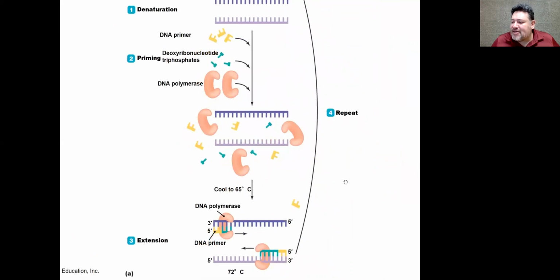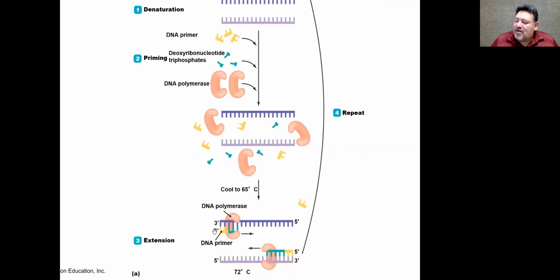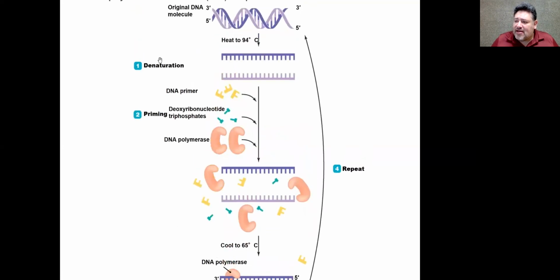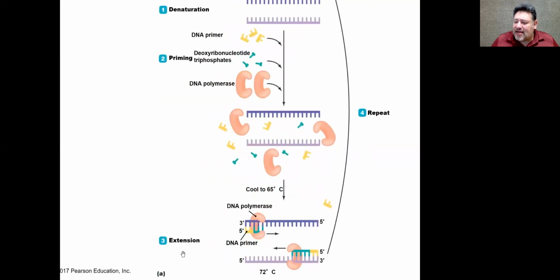Okay, once that happens, once the RNA primer has annealed, then we heat it up and DNA polymerase attaches, okay, DNA pol 3, and that synthesizes the complementary strand of DNA, okay? That is extension. So there you have it. Denaturation, annealing, and extension. That's one step.